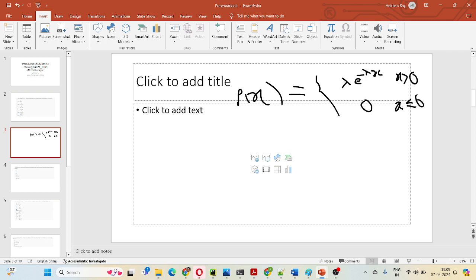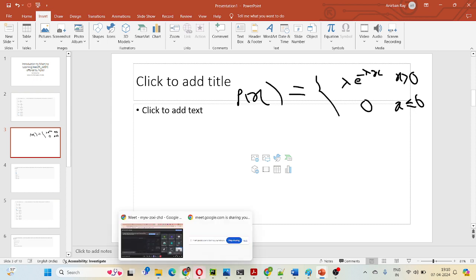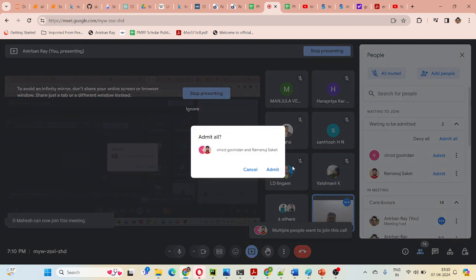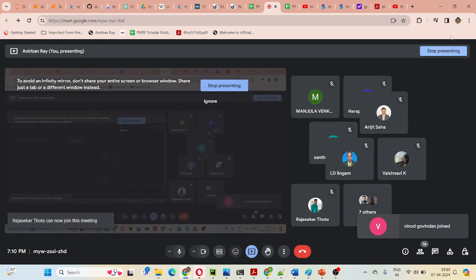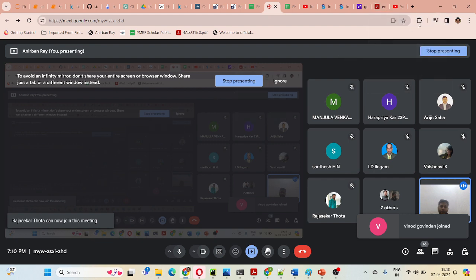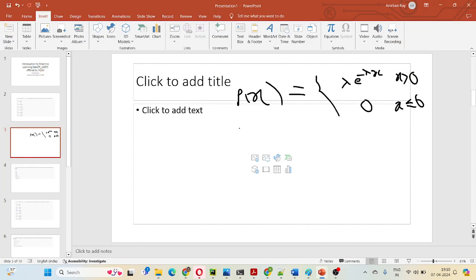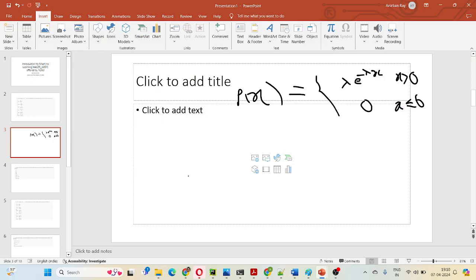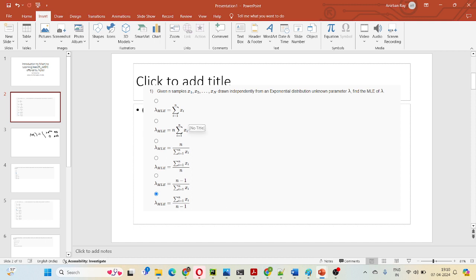This is the PDF, and it is a continuous distribution. Okay, let's go to the question. The samples are sampled from the exponential distribution, and now you have to maximize the likelihood of lambda.